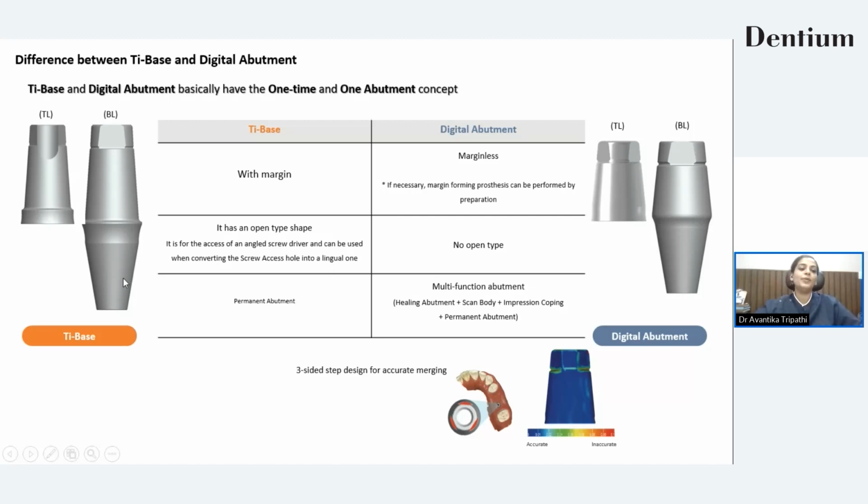The TI base can only be used as a permanent abutment. It cannot be used as any other abutment like a scan abutment or a healing abutment or any other function. Whereas a digital abutment has a lot of functions. It can act as a healing abutment, scan abutment, impression coping, or a permanent abutment as well.